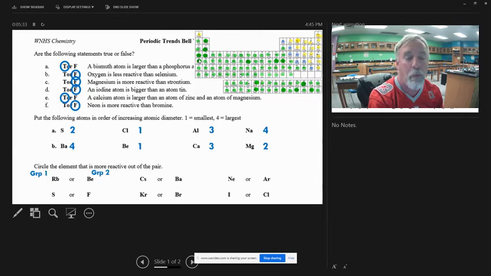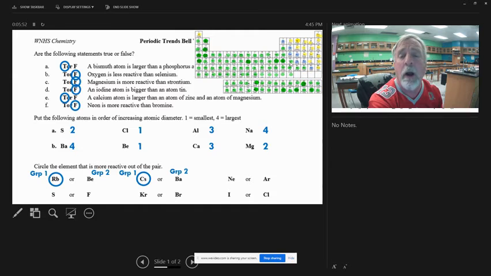Let's look at cesium and barium. Well, here's our cesium, right? Group 1. Here's our barium, group 2. Same period here, but we know that our group 1 guys are more reactive, so that's going to be cesium.